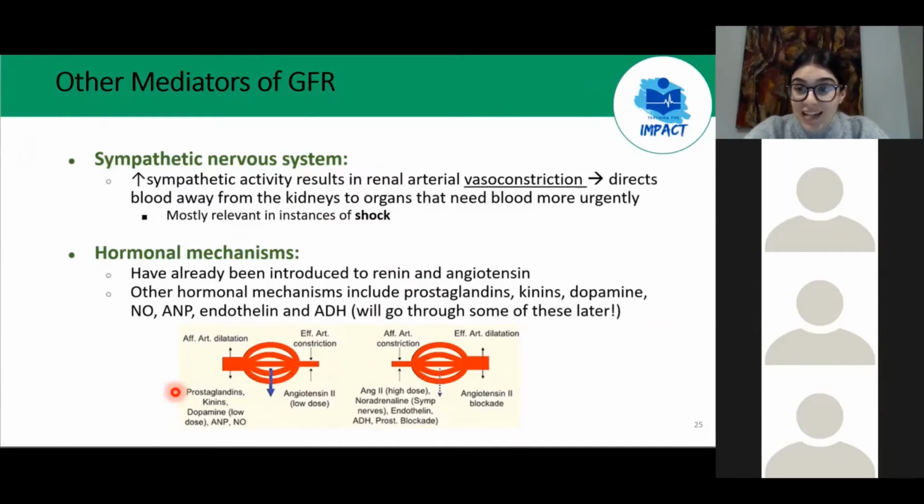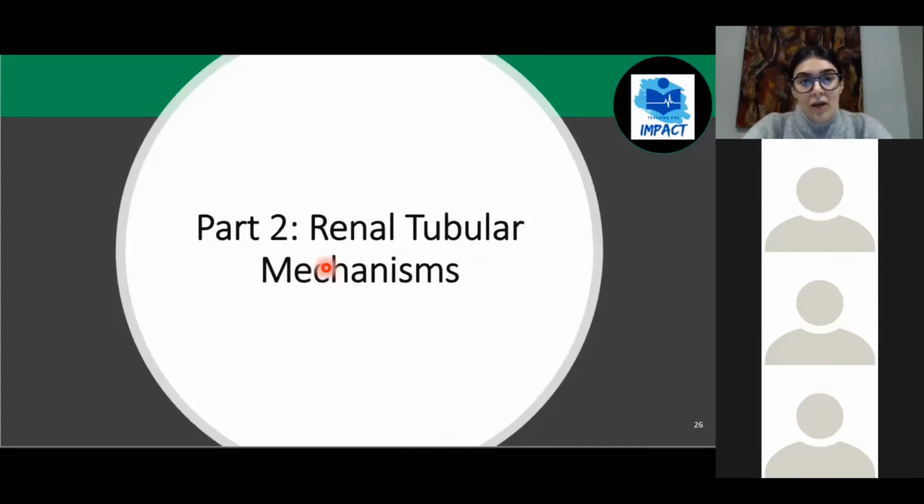We've had a look at our prostaglandins, the NSAIDs, but there's also all of these other little hormones here: kinins, dopamine, ANP, nitrous oxide, endothelin, and all of these other hormones that act to increase or decrease the dilation or constriction of both of those arterioles. So we'll go over a couple of them later as well, but just keep those in the back of your mind.